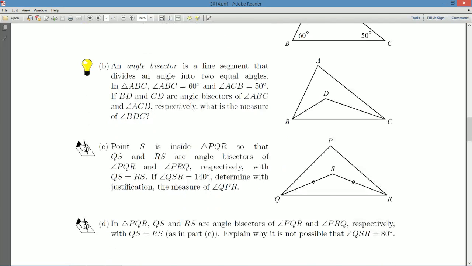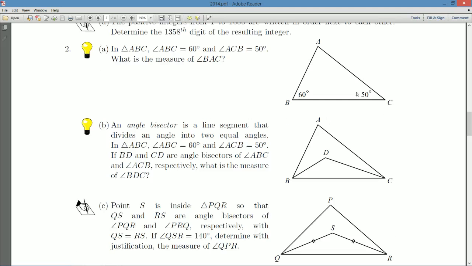Okay, B. An angle bisector, for those of us who don't know, is a line segment that divides an angle into 2 equal angles. So, an angle bisector of this 50 would be a line going through C, and it would have an angle of 25 on the one side and 25 on the other side. That's what it means. If we were to bisect the angle of 60 degrees, we'd get 30 on one side, 30 on the other. Just splits the angle in half, that's all it is.